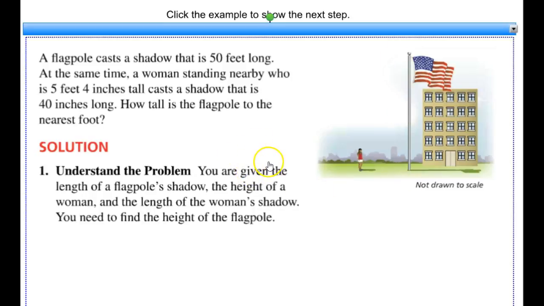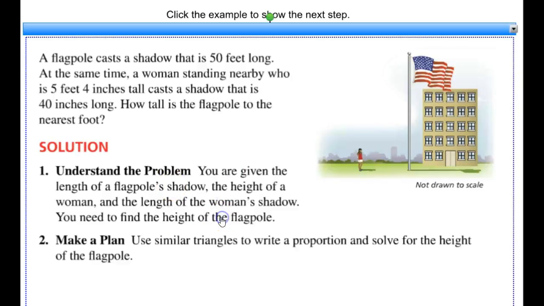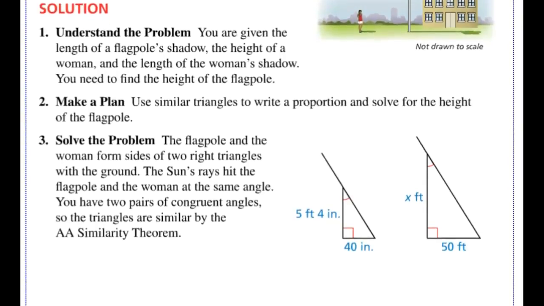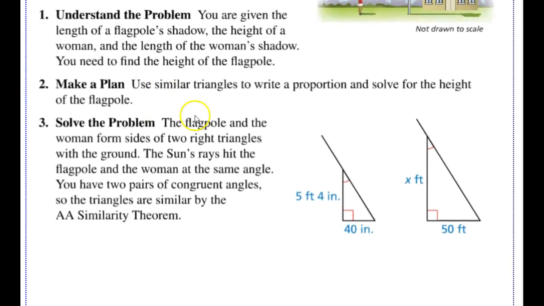So the first thing I want to do is I always want to draw my picture and understand what I have and what I need. So here we go. This is where we're drawing our picture. Okay, so we're going to be using similar triangles. So now I just draw out my two triangles. Well, I know the flagpole is the thing that I'm looking for, so that's my x. The shadow that it makes is 50 feet. And I know that the woman is 5 feet 4 inches tall and that her shadow is 40 inches. Both of those things are standing at 90-degree angles to the ground. The sun is hitting at the same angle, right? So I know that these two angles are the same. So I can say that these are similar triangles and use that to help me.